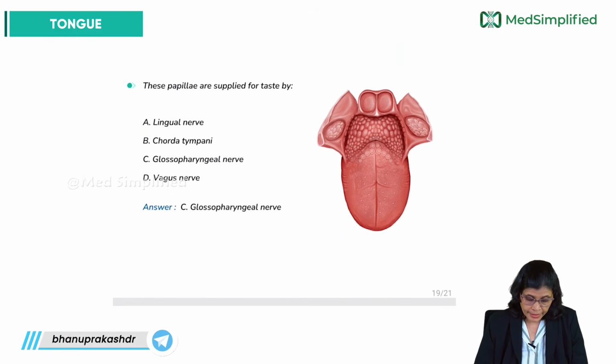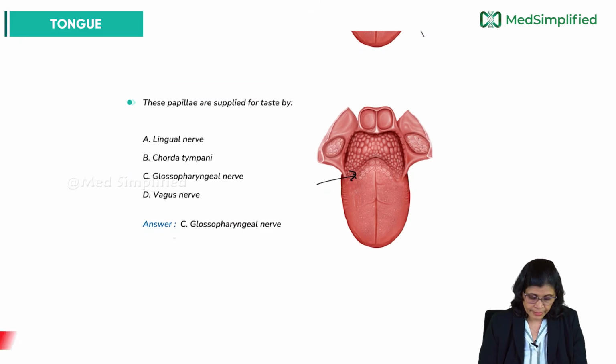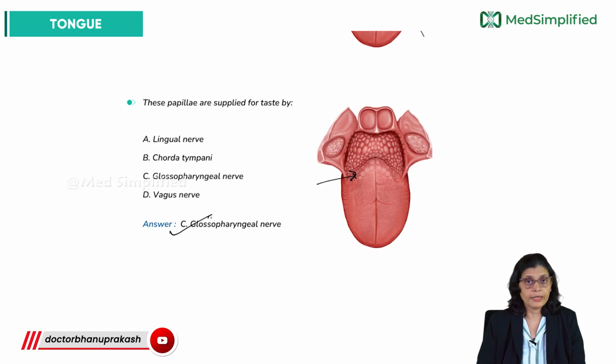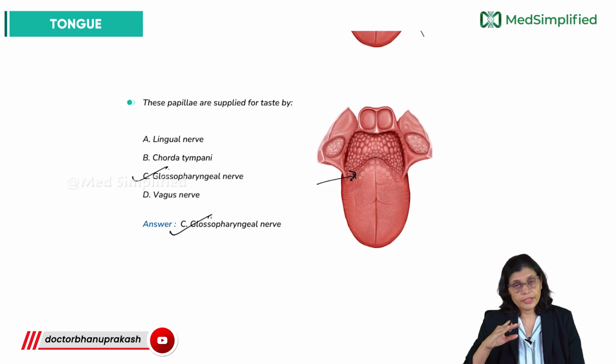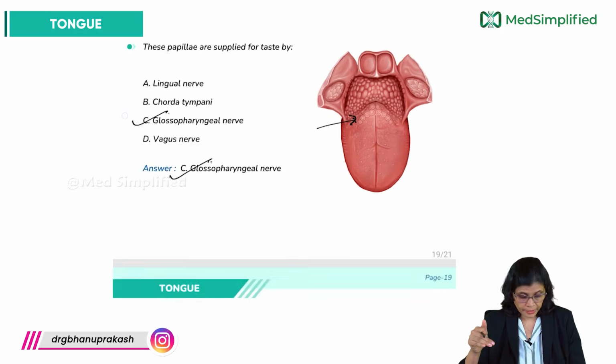Then, these papillae are supplied for taste bud by? These papillae are basically these ones, marked circumvallate. So circumvallate papillae are basically supplied by the glossopharyngeal nerve. This is one more thing: the glossopharyngeal nerve carries the taste sensations from the posterior 1/3 as well as from the circumvallate papillae also, though it is located in the posterior most part of the anterior 2/3 of the tongue.